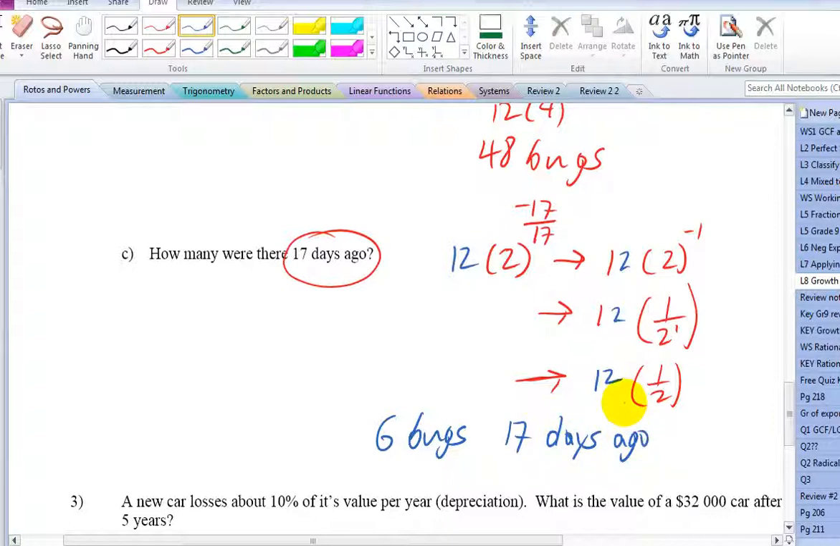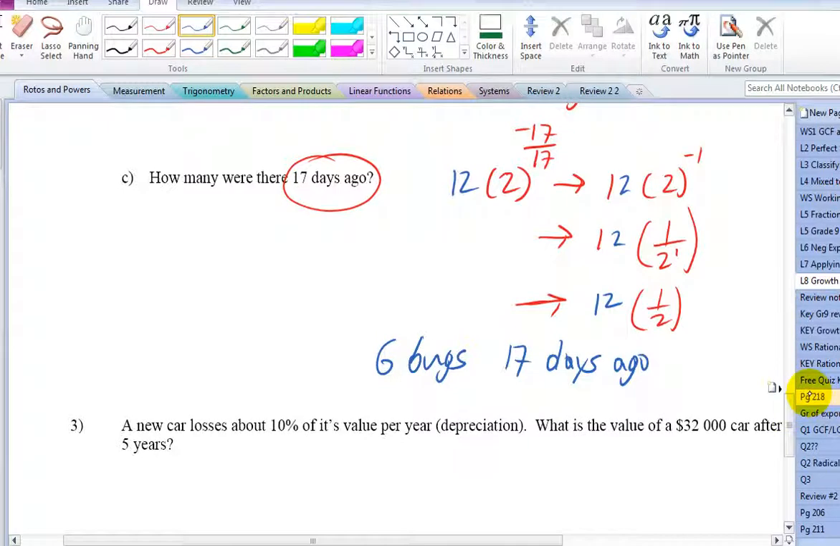Okay. Could you caveman that? Probably. You take 12 divided by 2. Okay. But I like the exponents. More elegant. Kind of like me.